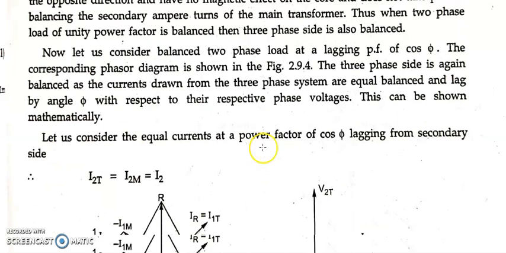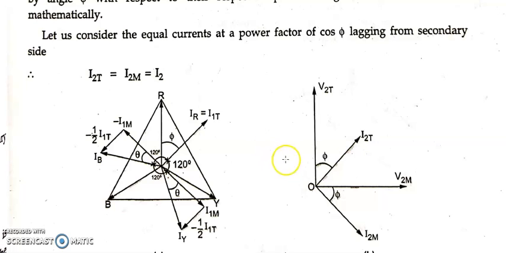Now let us assume that we are going to connect a load with a lagging power factor angle phi. As you can see, before, I2T and V2T were lying on the same line, and I2M and V2M were lying on the same line. But here we are going to connect a certain lagging power factor, so that I2T lags V2T by phi, as well as I2M lags V2M by the angle phi. Since both power factors are the same, we are assuming two different loads of the same lagging power factor connected on the secondary side of the main as well as the teaser transformer.